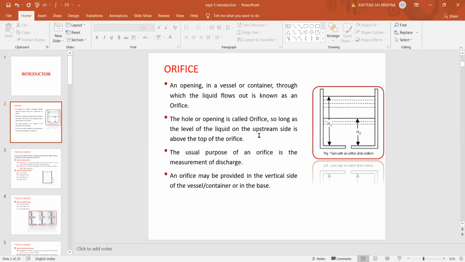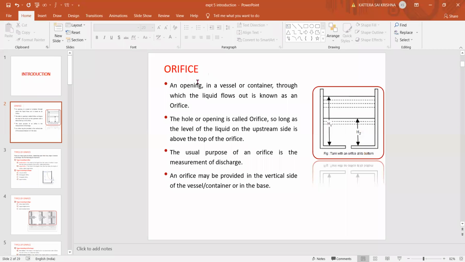If we want to find the discharges in tanks, suppose this is a tank. The orifice is nothing but just a small hole created either in the vertical side of the tank or at the bottom, depending upon the position. Here the orifice is at the bottom. It is just a hole created in the tank. The water will flow from the hole, and by using the formulas, we are going to find the coefficient of discharge for the orifice kept for this tank.